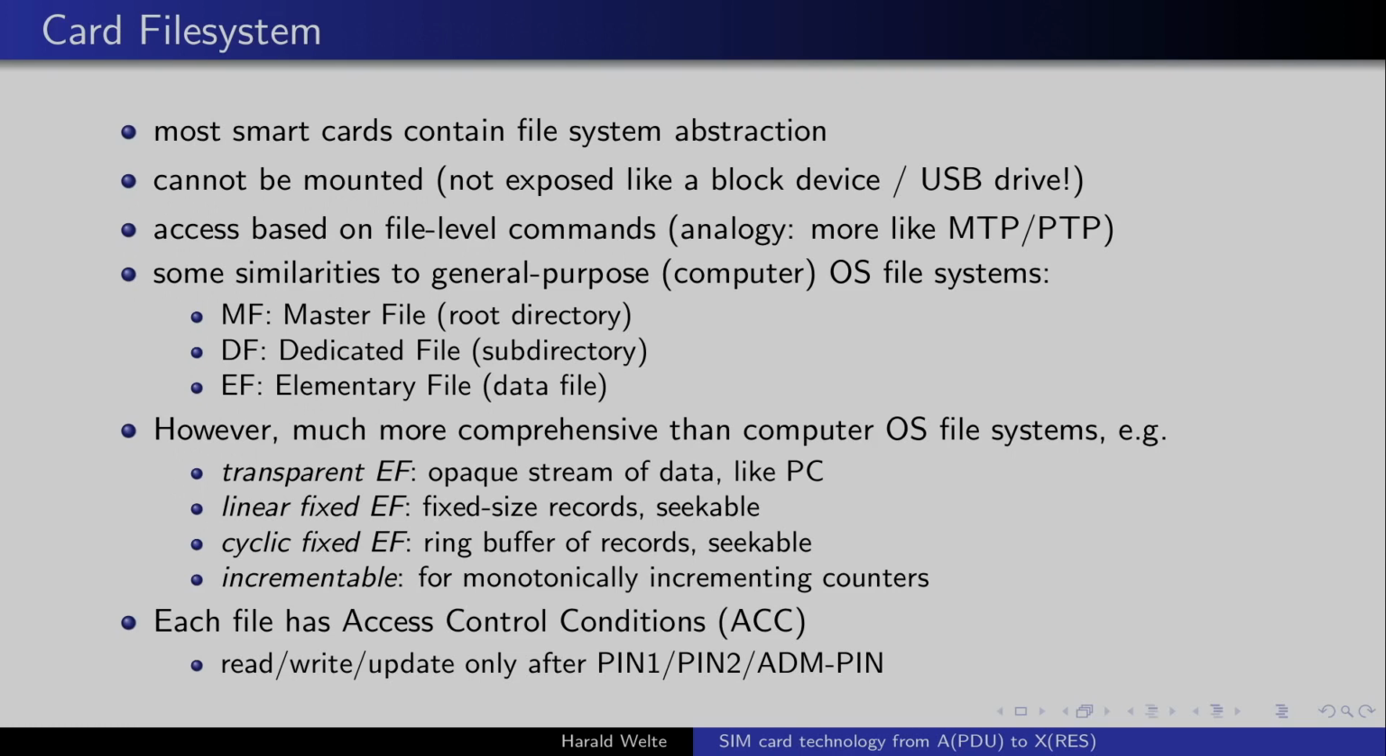You have some similarities to normal file systems. I mean, there's a master file which corresponds to a root directory in PC file systems. You have so-called dedicated files, which are subdirectories, and you have so-called elementary files, which are actual data-containing files as we know them. Beyond that, there are lots of specifics that we don't find in PC file systems. In operating system file systems, we have what's called a transparent EF. That's an opaque stream of data, like your normal binary file on any random operating system.